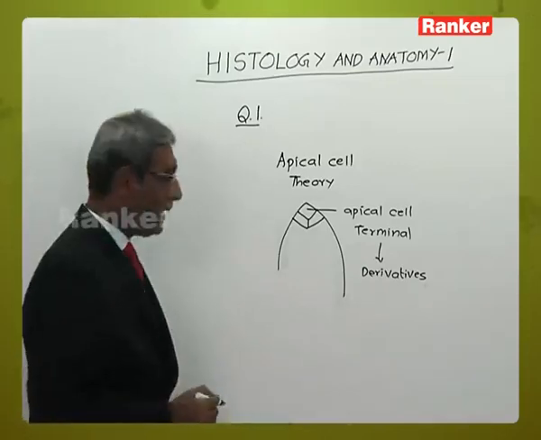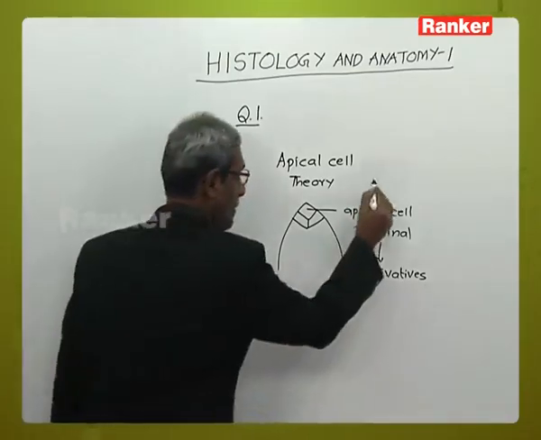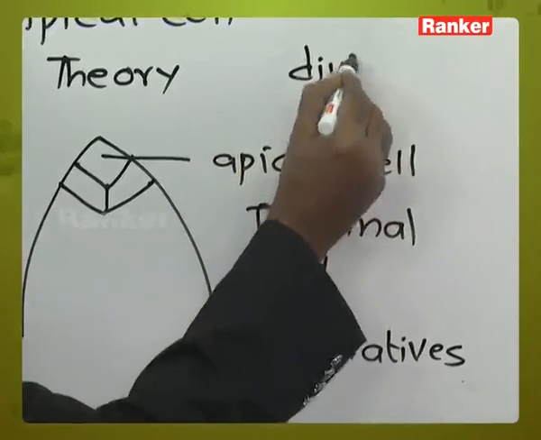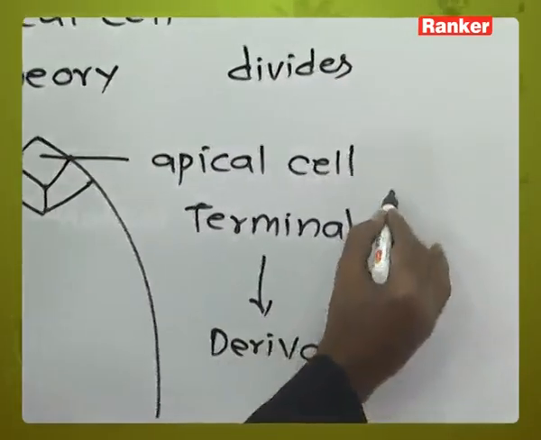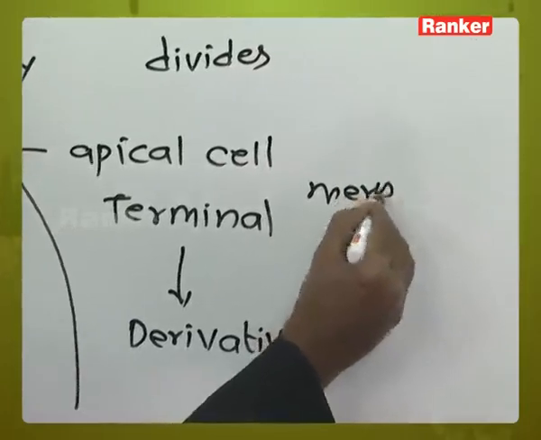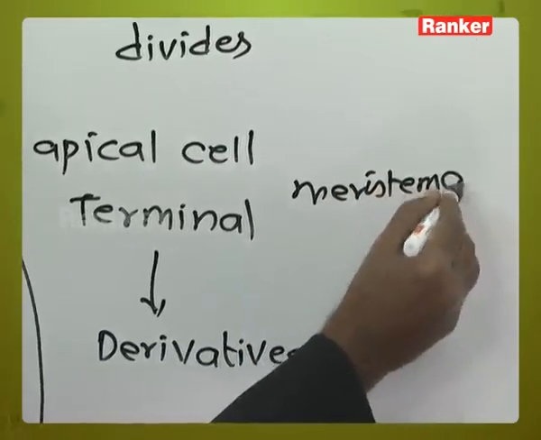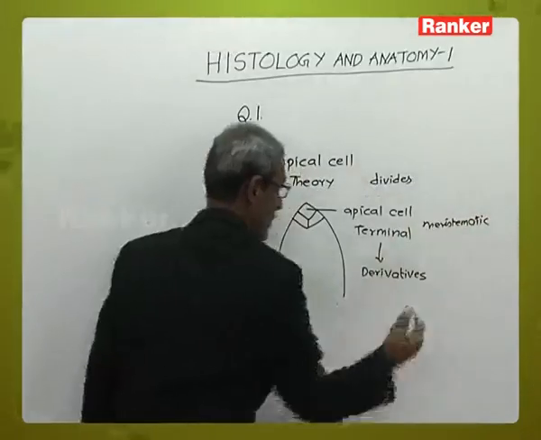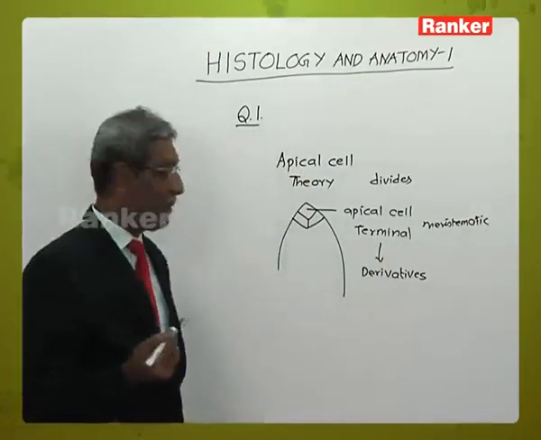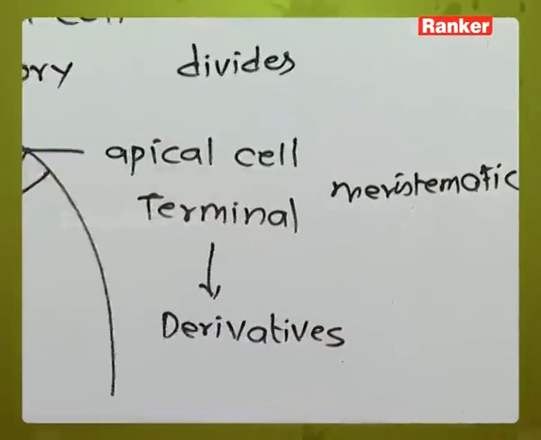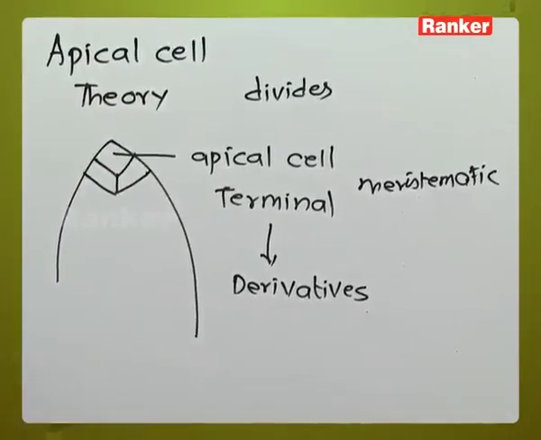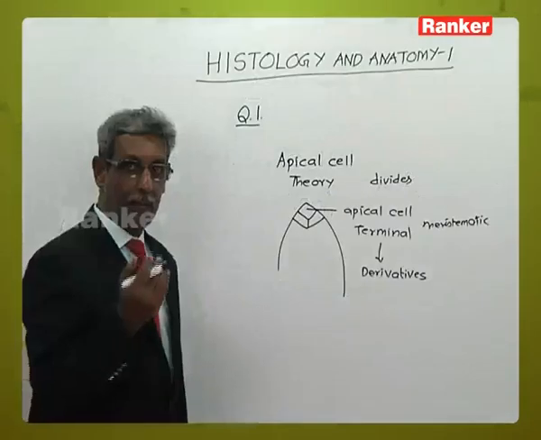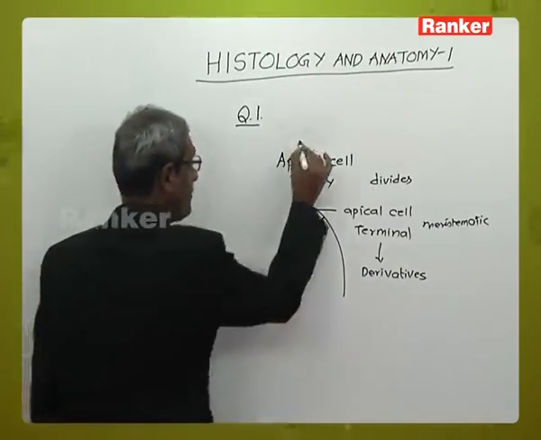The apical cell divides and becomes meristematic to form the various tissues. So, this was the first theory related to how shoot apex and root apex get differentiated. It has been studied by Hofmeister.